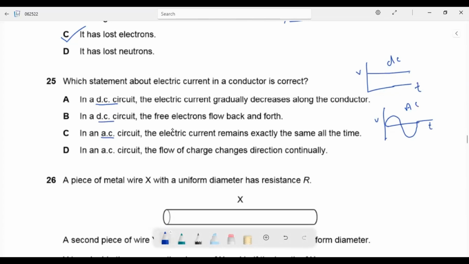In a DC circuit, electric current gradually decreases along the conductor. That is wrong. The free electrons flow back and forth. That is also wrong. In an AC circuit, the electric current remains exactly the same all the time. That's wrong, that happens in the case of DC. In an AC circuit, flow of charge changes direction continuously. That is right. It keeps on changing direction continuously. So D is the right answer.